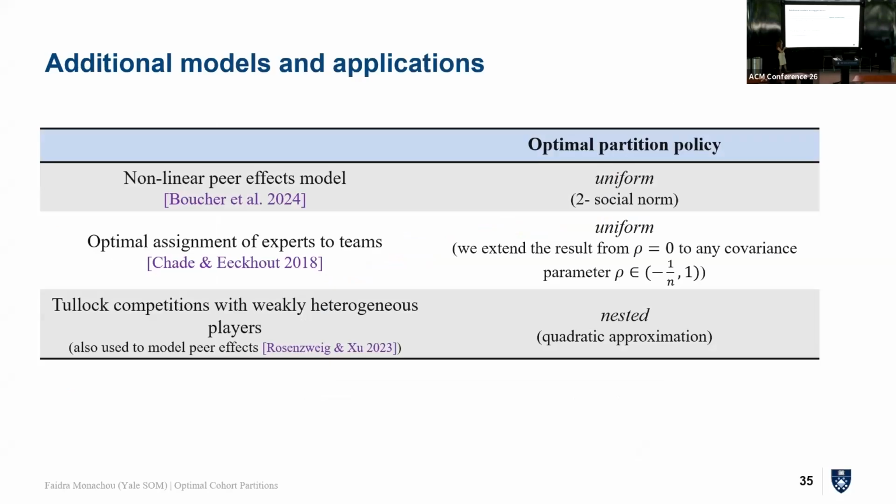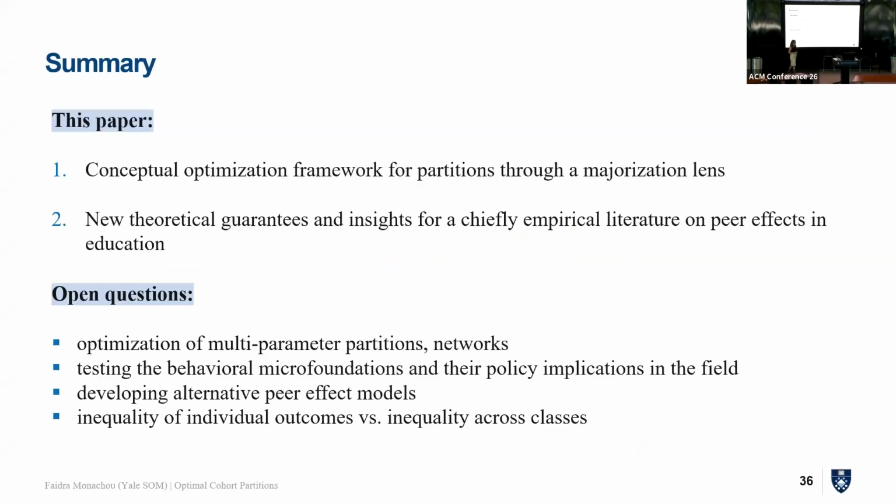I'll wrap up by briefly mentioning the other applications we have in the paper. We also look at the nonlinear effects model that was recently proposed, the optimal assignment of experts to teams, and a different model that has been used to model peer effects based on total competitions. I'll stop here. Thank you.